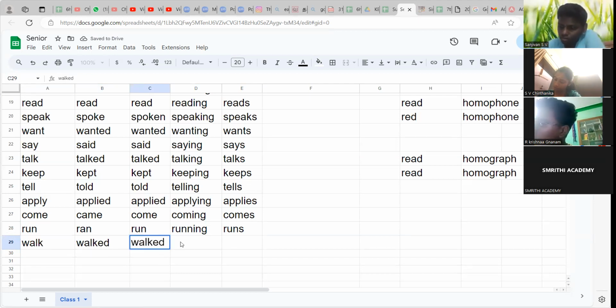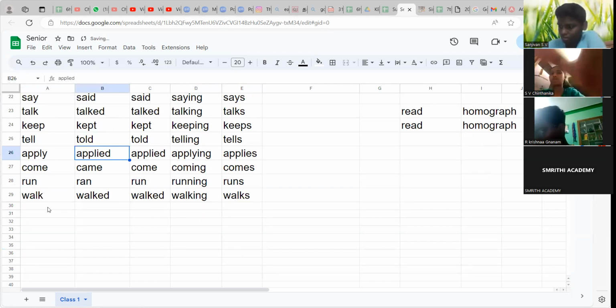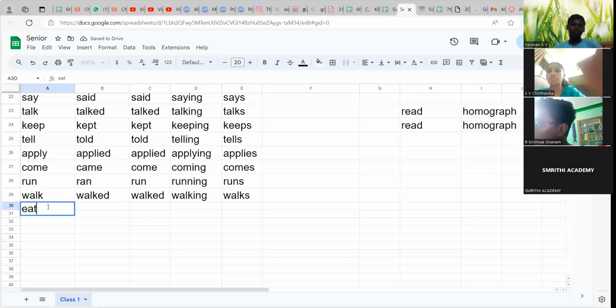Walked. Walking. Walks. There you go. So, the everyday activity: we take food all the time.